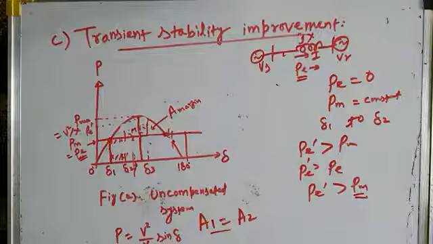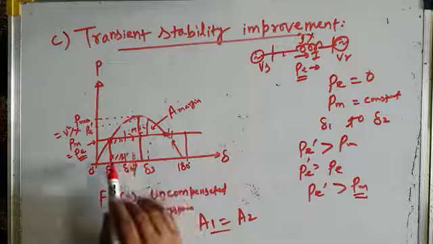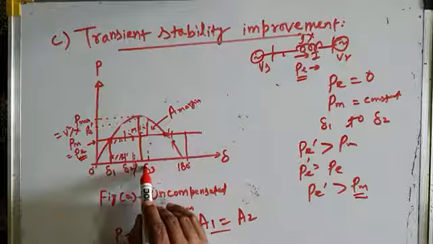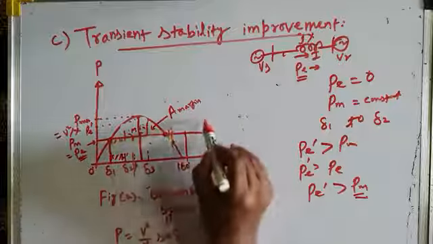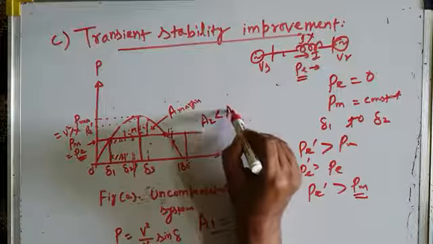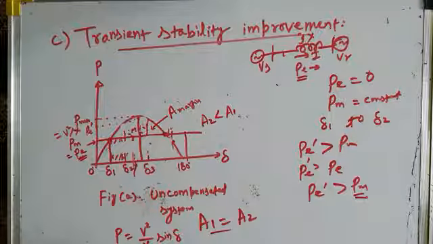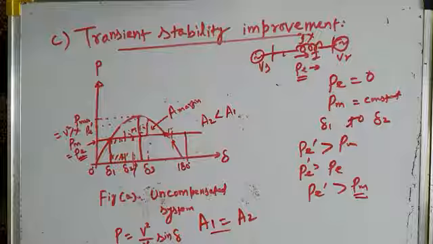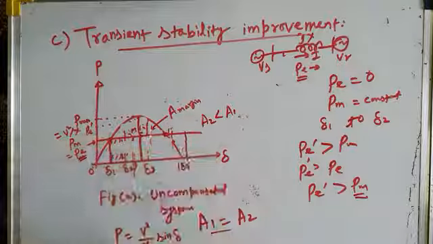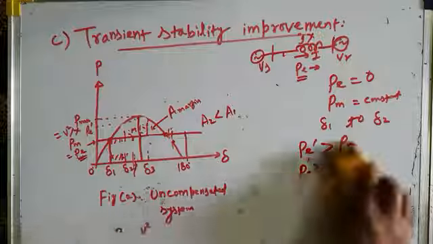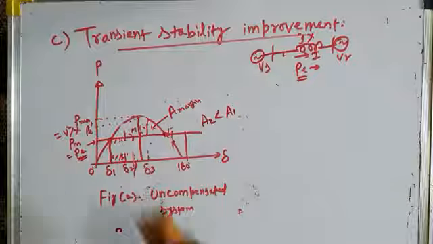Below this means unstable. So if the fault clearance is delayed, instead of clearing the fault here, if it is cleared late, then decelerating area A2 will never be equal to accelerating area A1, and your system will be unstable. It will never be stable. So that's why this margin of stability is very, very important. The higher this margin of stability, the more stable your system is.